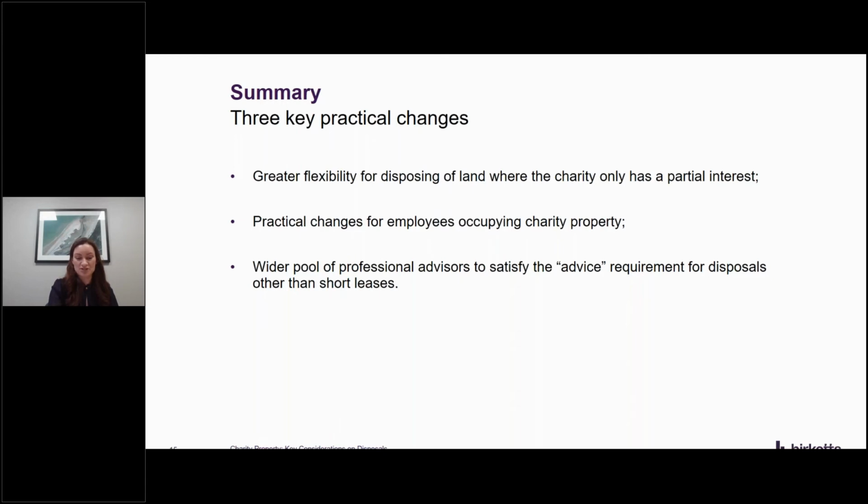There's other clarifications in the new legislation. There are various grey areas that people struggled with, which should now hopefully be more straightforward and easy for people to follow.